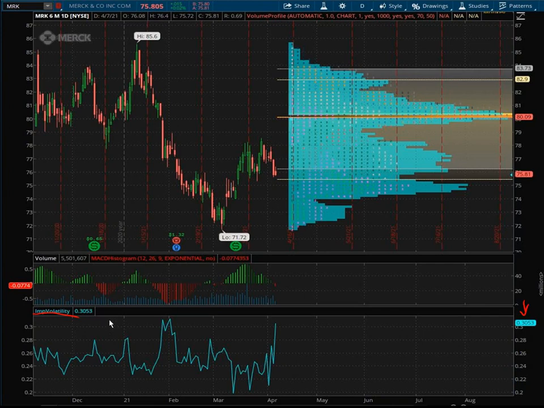So what we notice with implied volatility is that it's forward-looking volatility. Historical volatility is hindsight. Implied volatility is expectation of future volatility, which is why I like to look at those. I like to look at forward-looking indicators rather than hindsight.